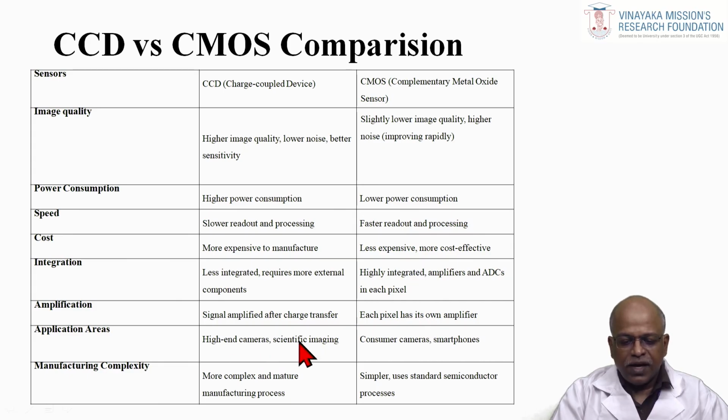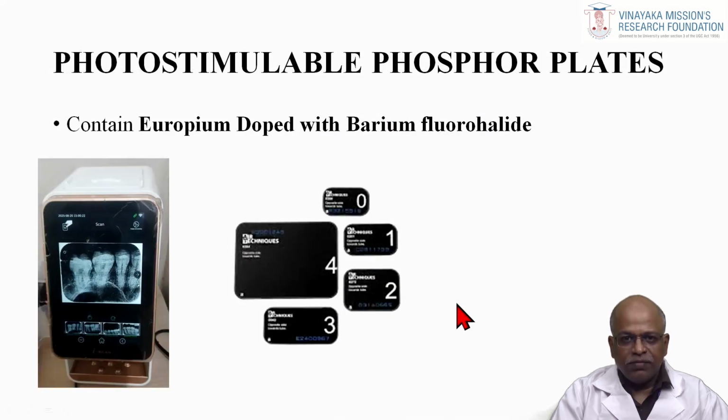CCD sensors are used in scientific imaging and high-end cameras. CMOS sensors are used in consumer cameras and smartphones. Manufacturing is more complex in CCD sensors, whereas CMOS sensors are simpler and use standard semiconductor processes. The photostimulable phosphor plates contain europium-doped barium fluorohalide. They are available in various sizes. This is the PSP plate machine which scans the radiographic image.